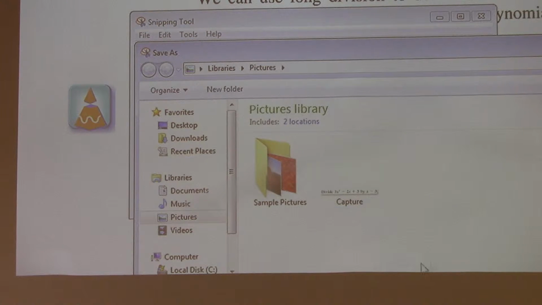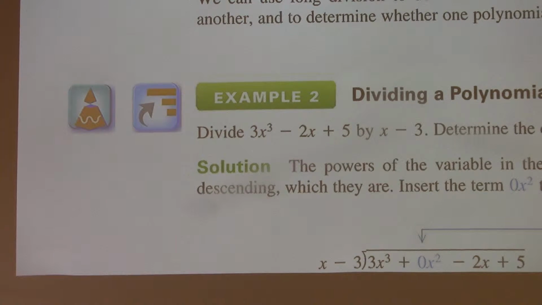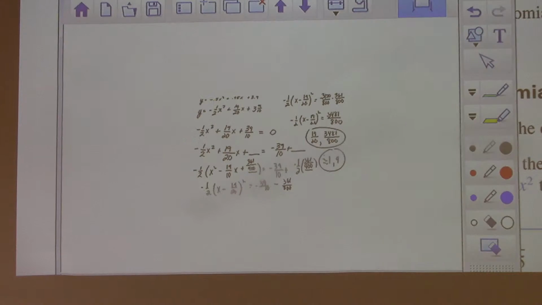Okay, I got that saved. Now pull up the whiteboard. Trying to find the whiteboard. Where is the whiteboard? There it is.